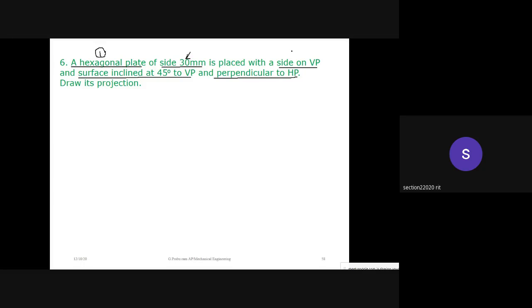And you come to here where you have the second difference. So in our previous problem, we have seen that the side is on HP. The side is on HP. அப்படிங்கறனால நம்ம என்ன பண்ணோம் அப்படின்னா we have drawn the top view first, then we went to the front view. Okay, and the third difference is you can see the inclination is given to the vertical plane.